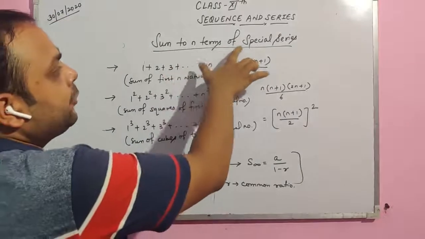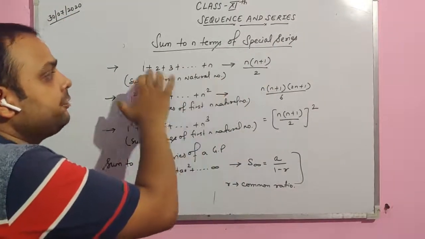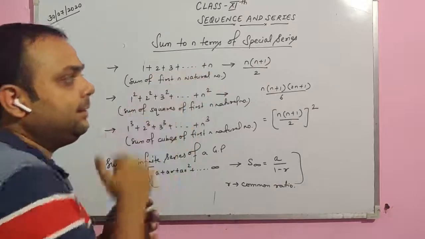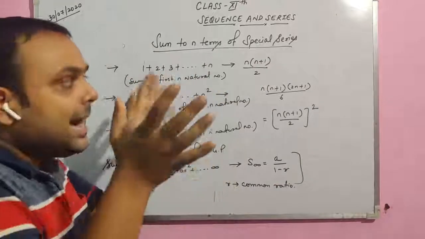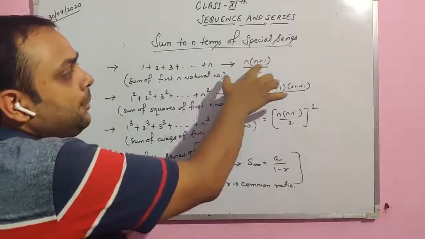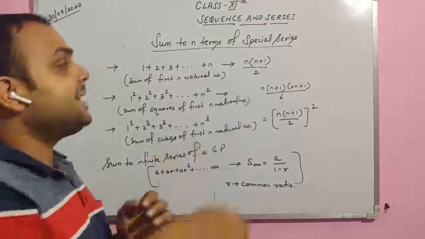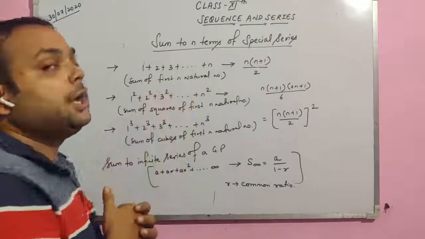Sum to n terms of special series. If we have a sum of first n natural numbers, which is 1 plus 2 plus 3 up to n, that we can do directly without doing any calculation. We can directly write it n into n plus 1 upon 2. This formula can be used as the sum of first n natural numbers.